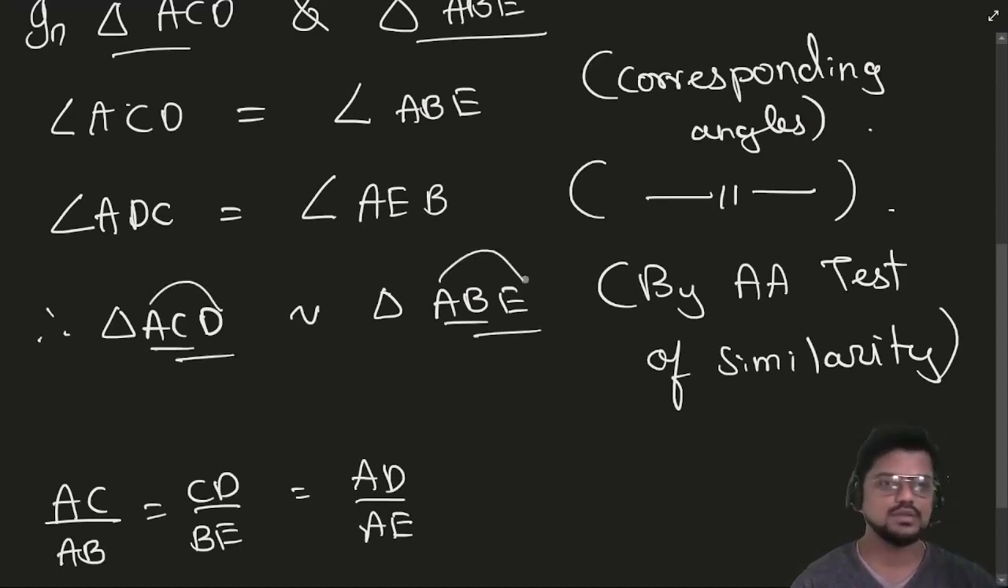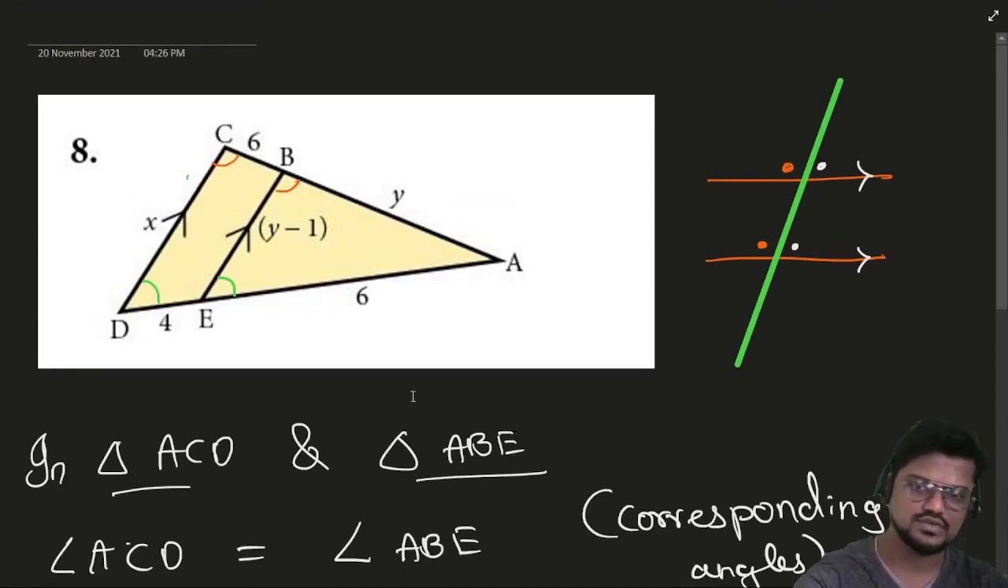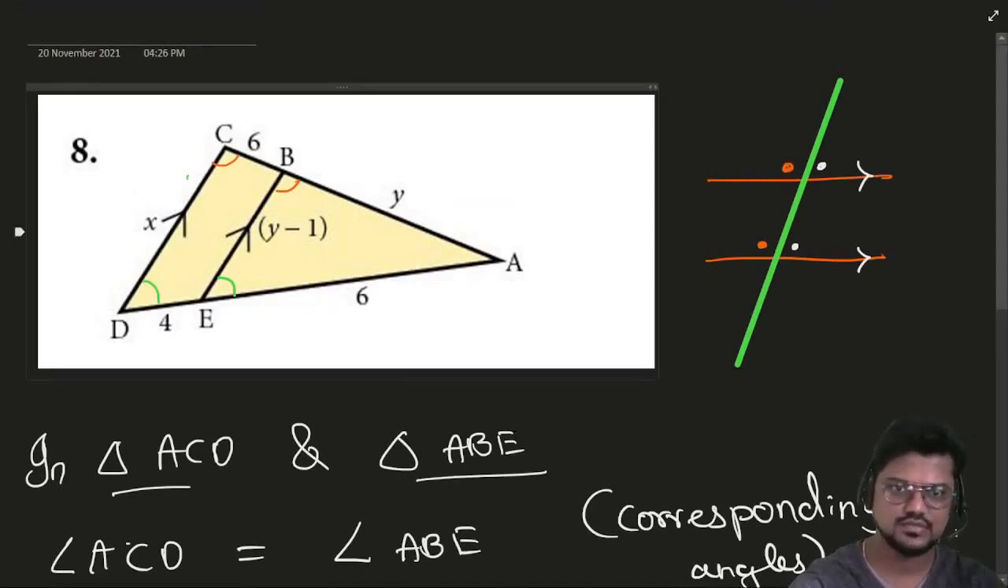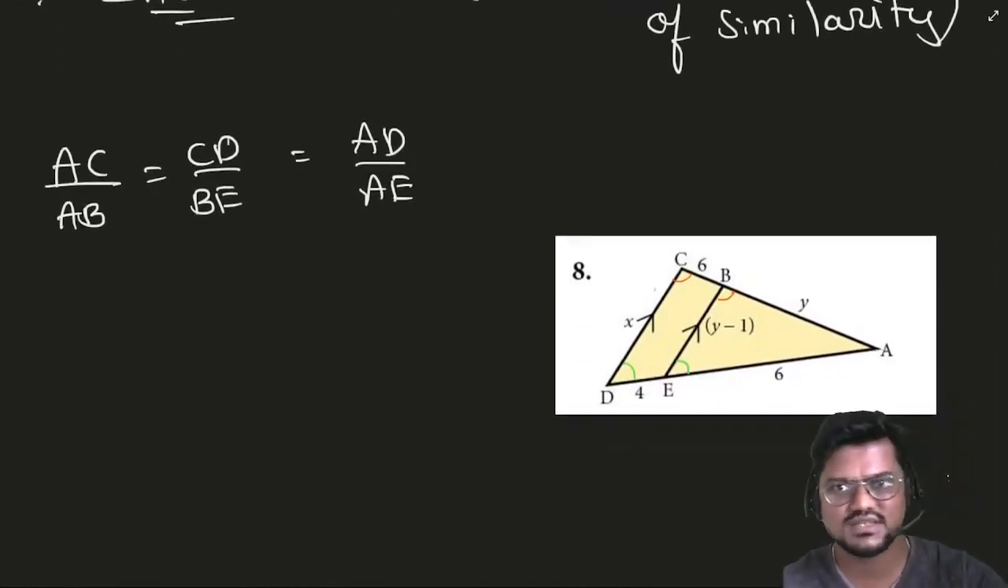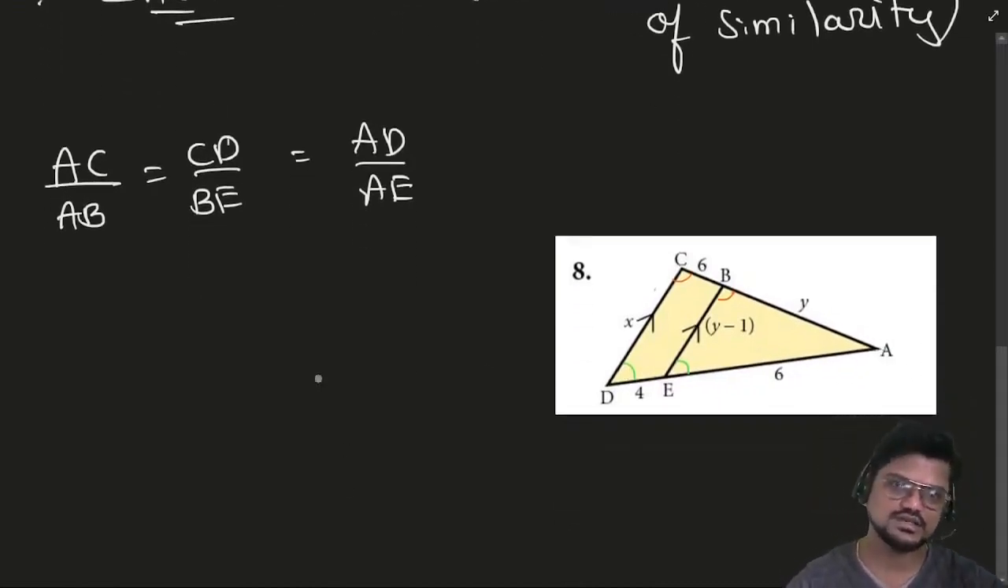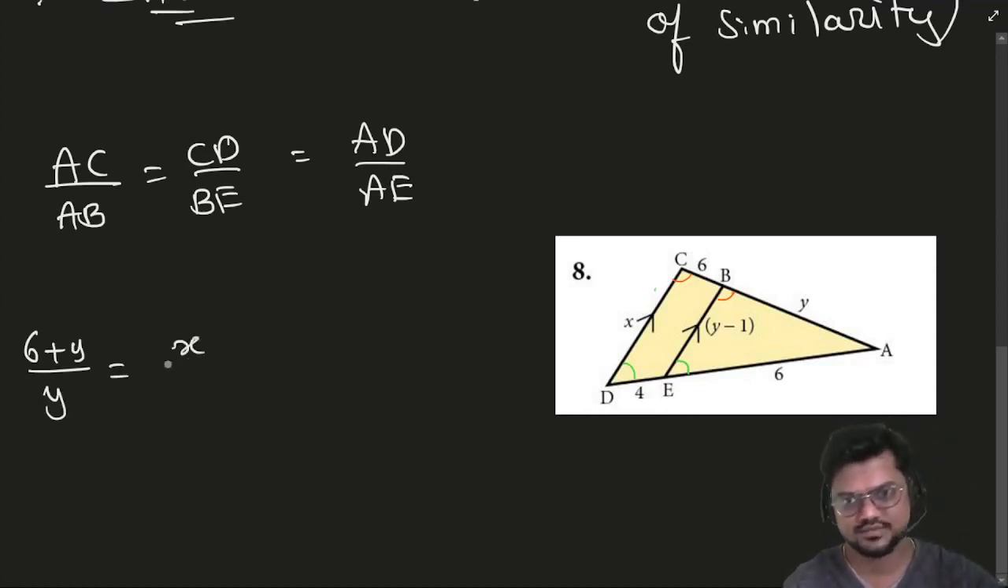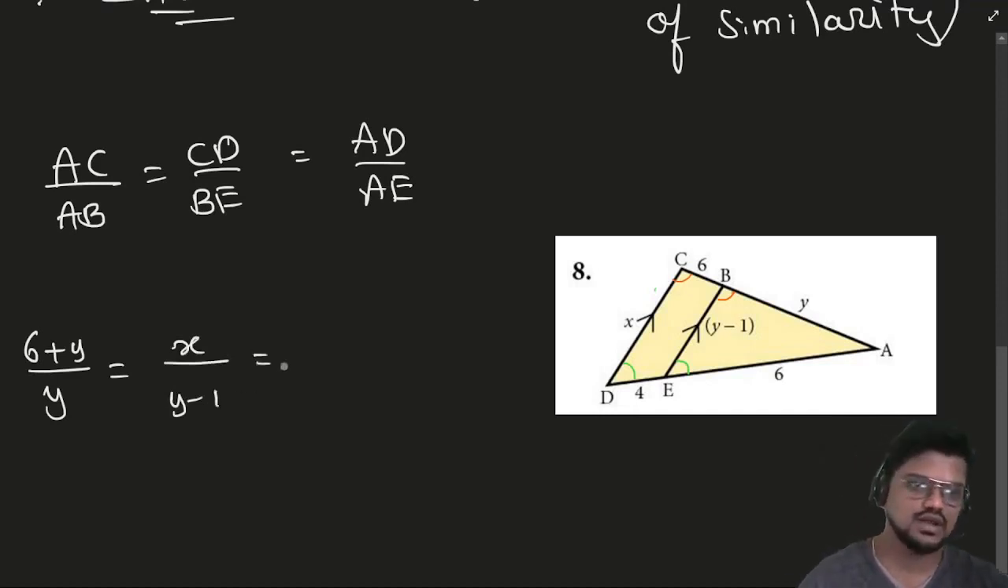Now keep the values. Take this triangle, whatever they have given, and keep these values in it. What is the value of AC? AC is 6 plus Y. What is the value of AB? That is only Y. What is the value of CD? That is X. What is the value of BE? Y minus 1. What is the value of AD? 6 plus 4, that is 10. And what is the value of AE? That is 6.